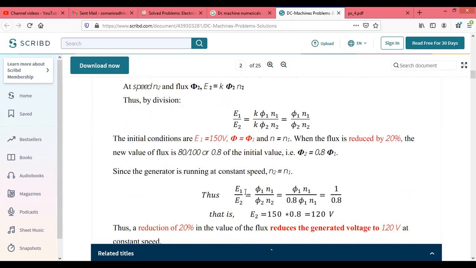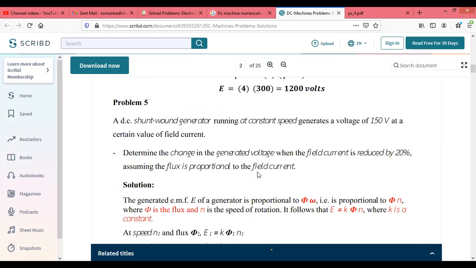So here now we have the value of E1, and we have the value of phi 2 in the form of phi 1. So phi 1 will cancel, and you will get the E2 equation in the form of N1 N1. Here the generator is running at constant speed because they have given that. Here, determine the change in the generated voltage. Generated voltage means E2. E1 is given here.